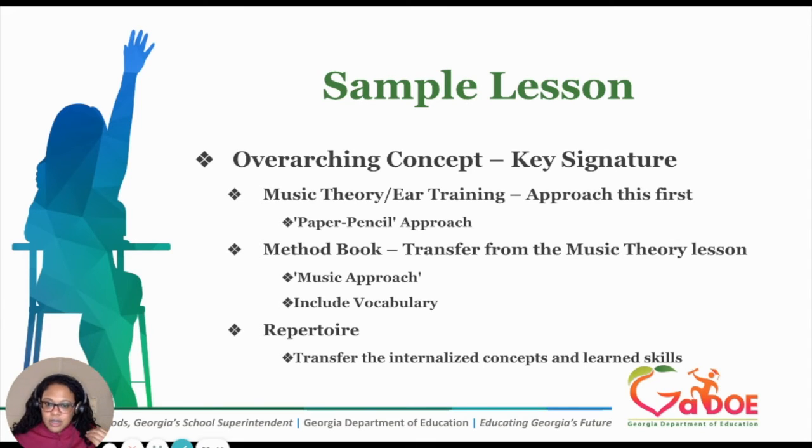Transfer those internalized concepts and learned skills that they've worked on in a low stakes setting, which is the method book, completely unison, and it makes things less scary. So when they go to the repertoire, they just carry that over. Now, is it a magic bullet? No, but does it really help? Yes. You still have to work really hard because they're still middle and high schoolers, but it really does help make the learning more sound.